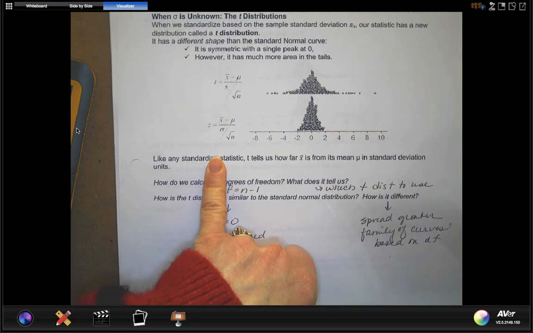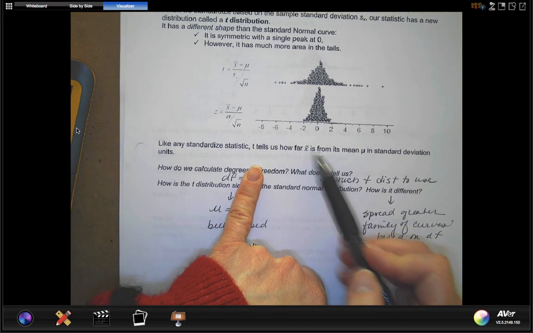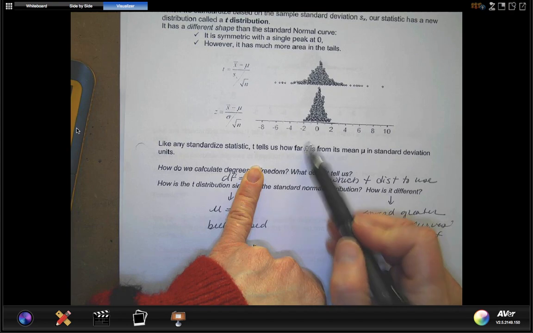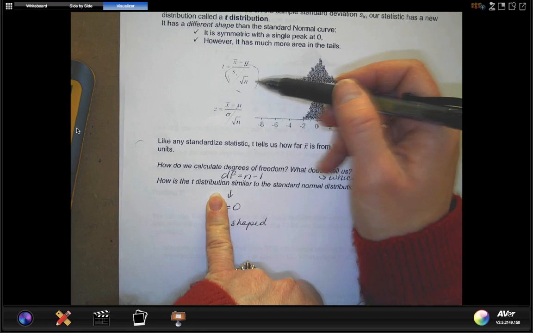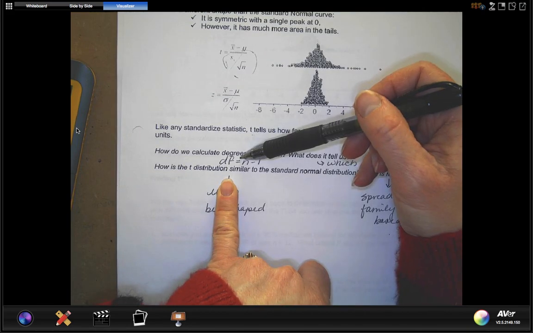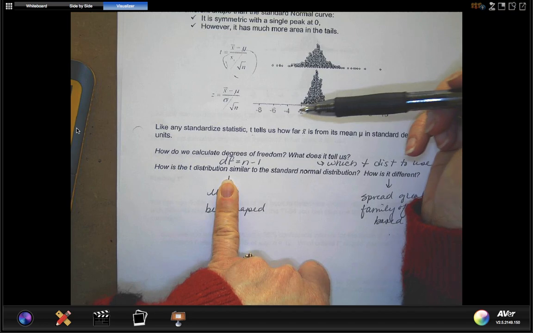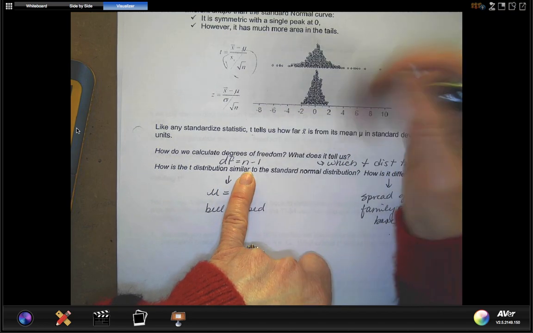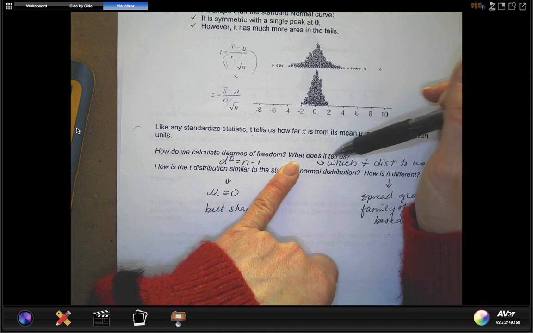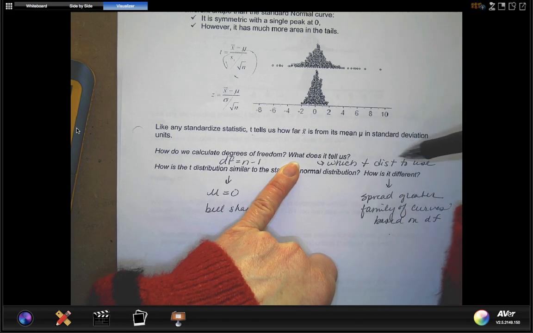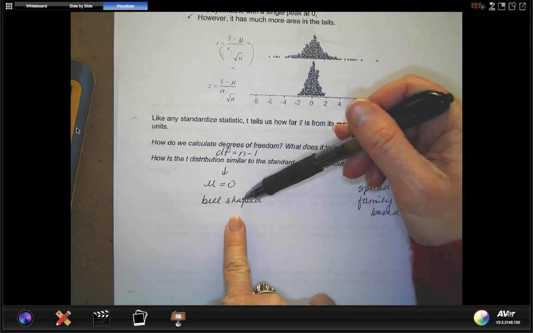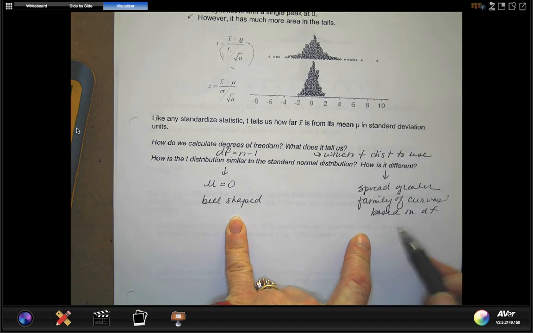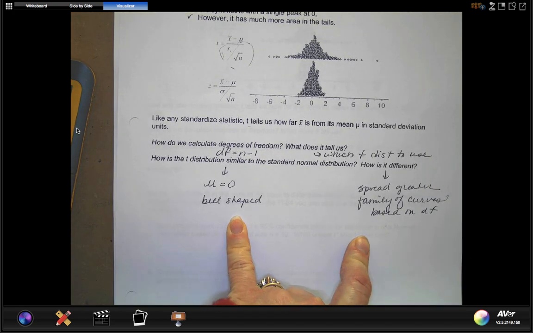Both of these standardized values just tell us how far x bar is from its mean in standard deviation units, so Sx over the square root of n. For the degrees of freedom, all you need to worry about is that for the t distribution for these procedures it is n minus 1. It just tells you which t distribution you're using. The centers are the same, they're both bell-shaped, but the spread is greater because the t distribution is a family of curves. There's not just one curve.